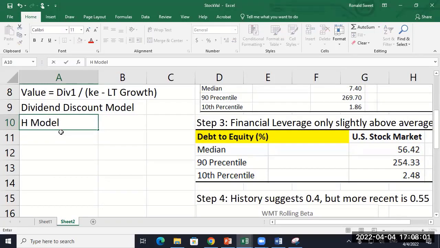The H model. I love the H model. I discovered it on the CFA exam. Really, really good model. Very simple, but very powerful. I really like the H model. And then we're going to do what we call the capitalized earnings model. That's my own creation.